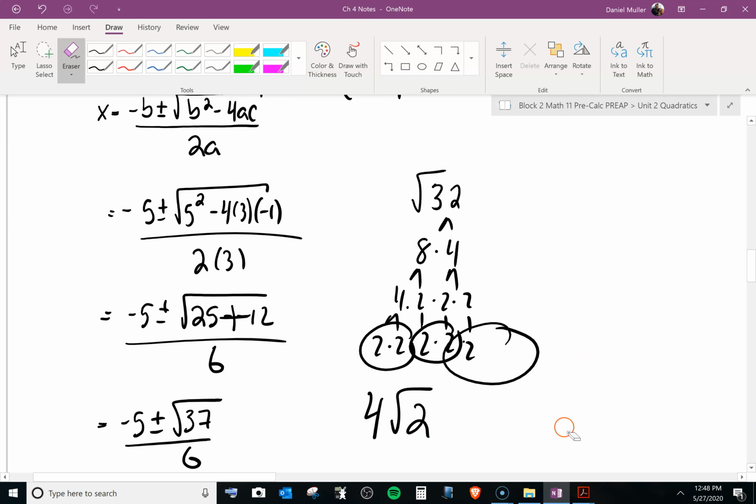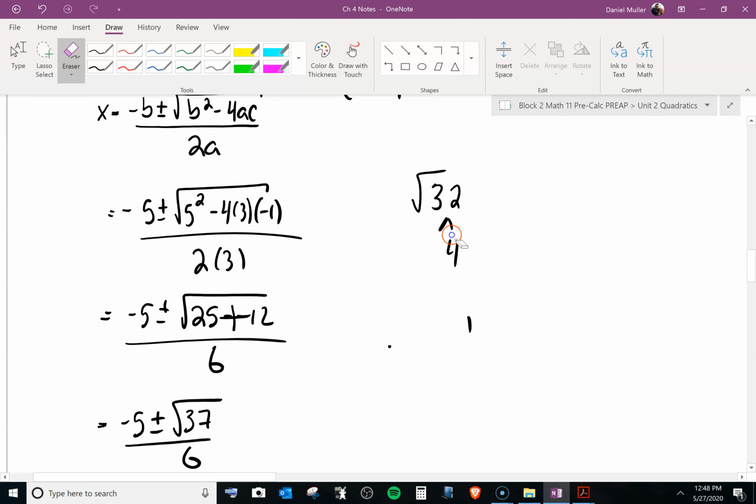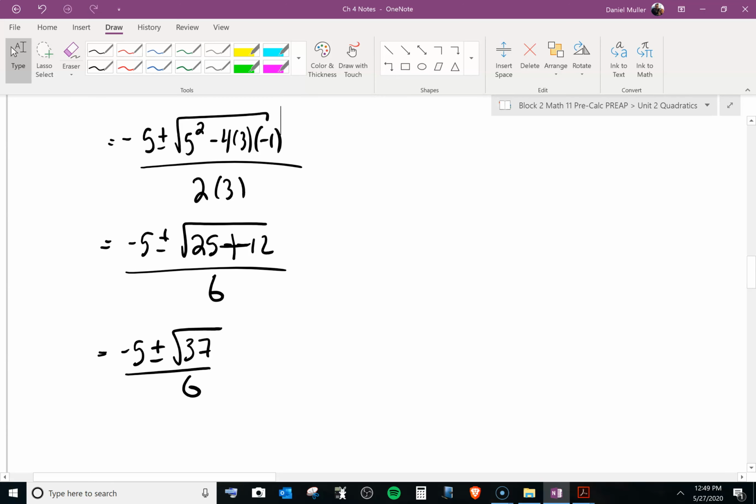Now I don't have that. I have a 37. And so I'm looking for what 2 numbers multiply to 37. And 37 is a prime number. There are none. So I can't do anything with it, meaning this is it. It's not a nice number like the square root of 36. That would have got me a 6, then I could go negative 5 plus 6 and negative 5 minus 6, but I can't actually do that. So you do have 2 answers.